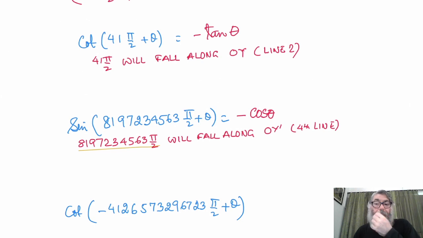Now a negative sign is there, but it is an odd multiple, and the last two digits are 23. The remainder is 3. In normal circumstances, this should have fallen along line 4, but because of the negative sign, it will fall along line 1. The roles reverse. With the negative sign, the role reverses itself.